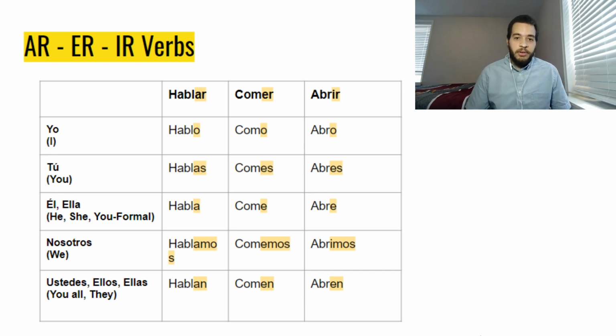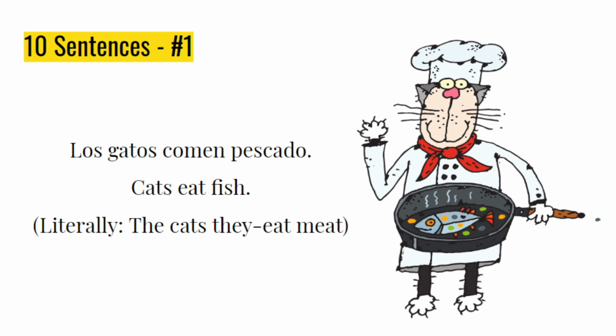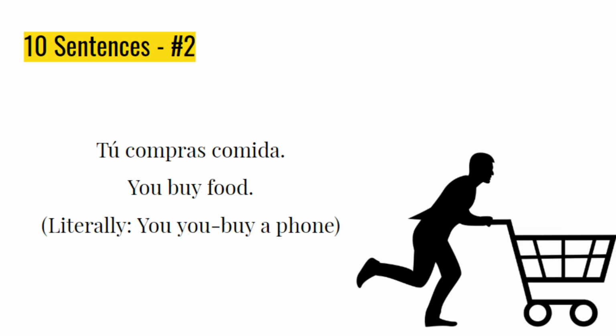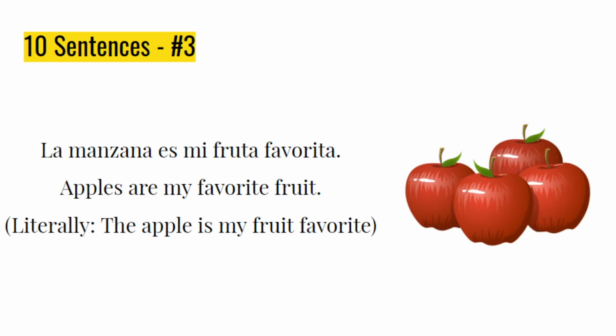All right, now that we've learned our pronunciation, a couple greetings, ser, and the conjugation of regular verbs, let's analyze some sentences together. This is where we talk in 10. Los gatos comen pescado. Cats eat fish. Tú compras comida. You buy food. La manzana es mi fruta favorita. Apples are my favorite fruit.